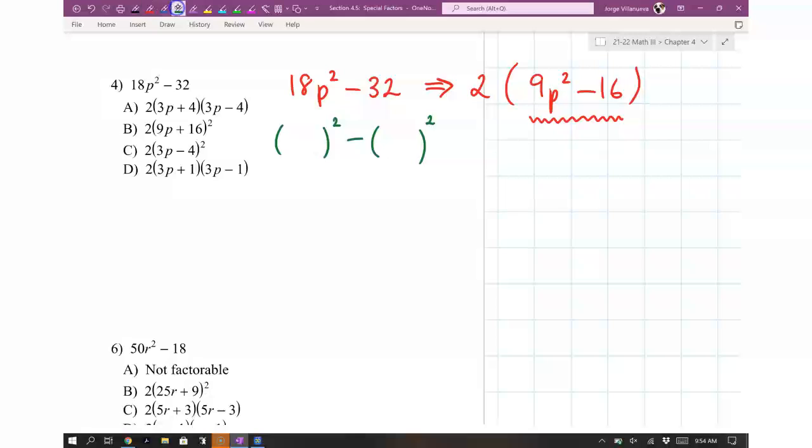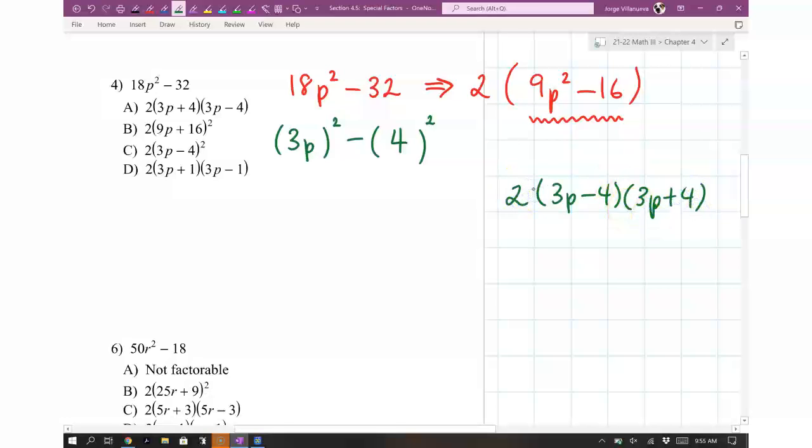What squared, we're going to deal with this one first, okay? What squared is 9p squared? 3p. Okay, so I'm going to put it right there. What squared is 16? 4. So here we go. My answer is going to be 3p minus 4, 3p plus 4, but in front, I got to put a 2 because I factored out the 2.